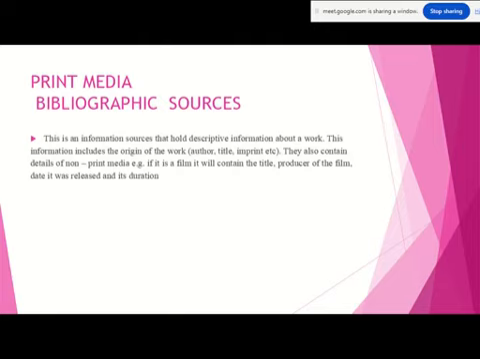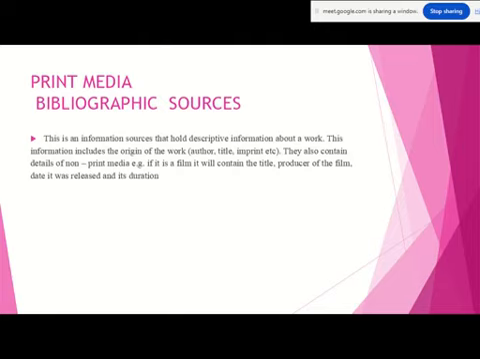We had looked at the abstract, which is the resulting document from an abstracting process. Under the abstract, we were able to define bibliographic sources because an abstract is an example of a bibliographic source. So this is an information source that holds descriptive information about a work. Generally, this information includes the origin of the work, in bracket the author, the title, the imprint, and that is where we find the publication details and so on.